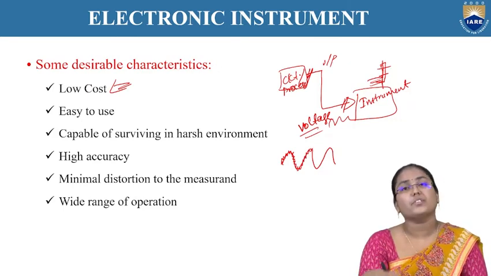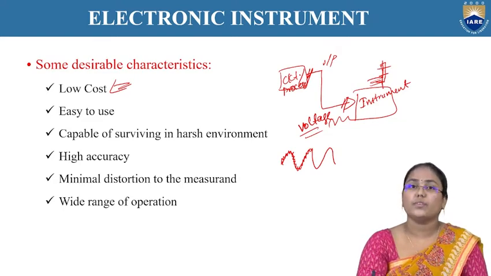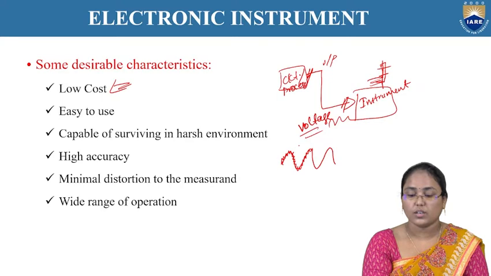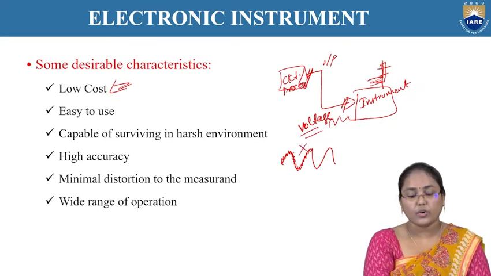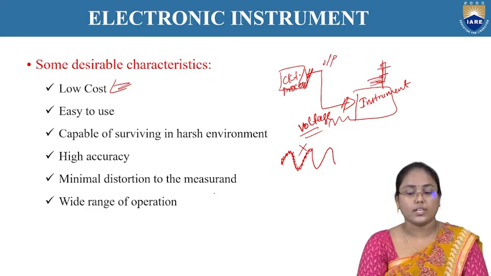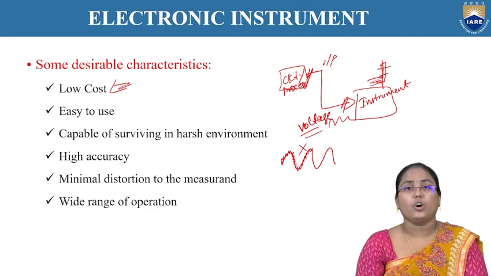But still, because of some problem, some distortions with respect to the measurand, this instrument is giving some undesirable qualities. This is not our desirable characteristic. So here, it has to have minimal distortion to the measurand. Next one is a wide range of operation.